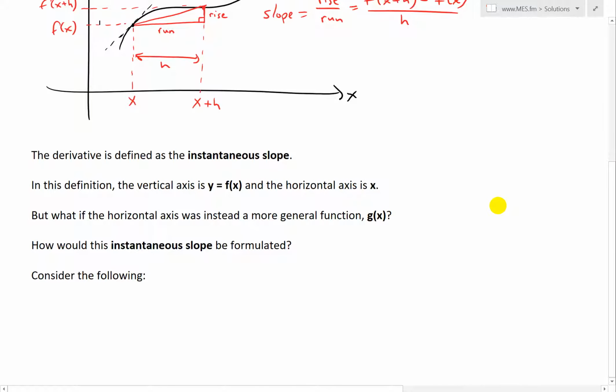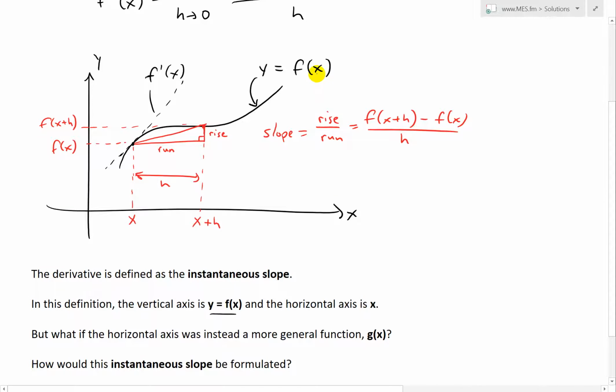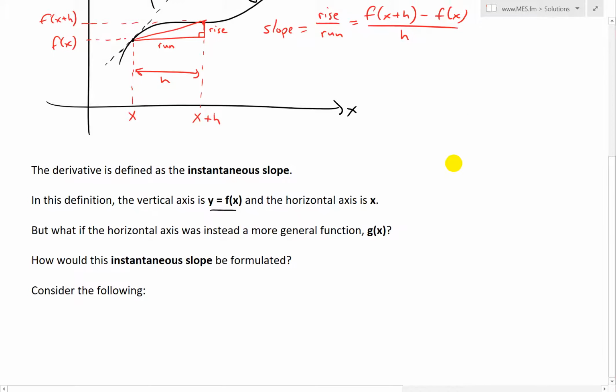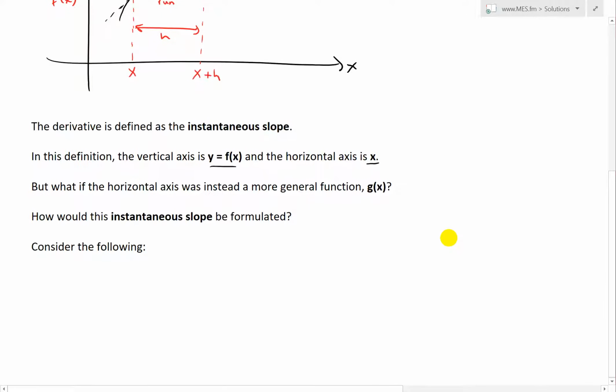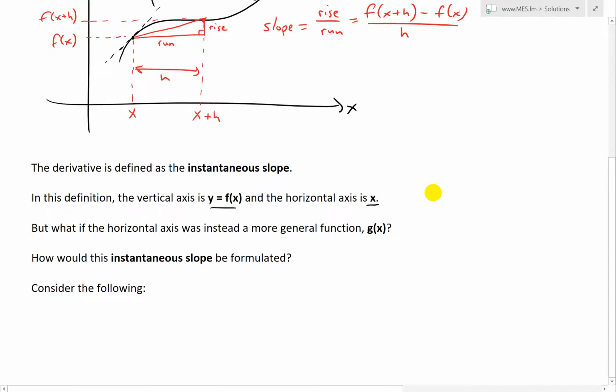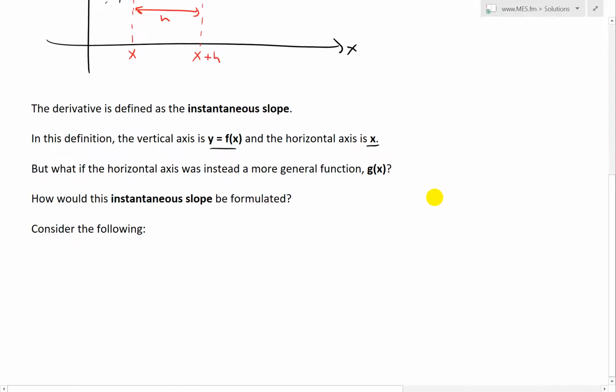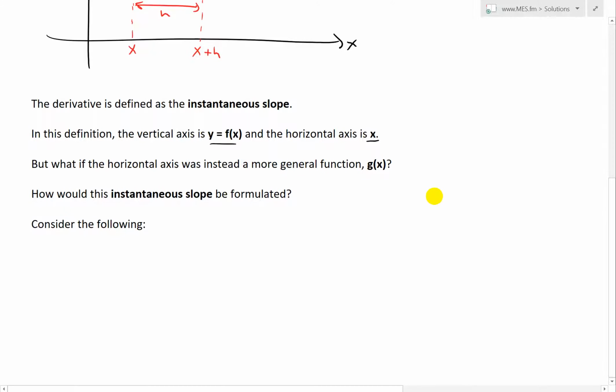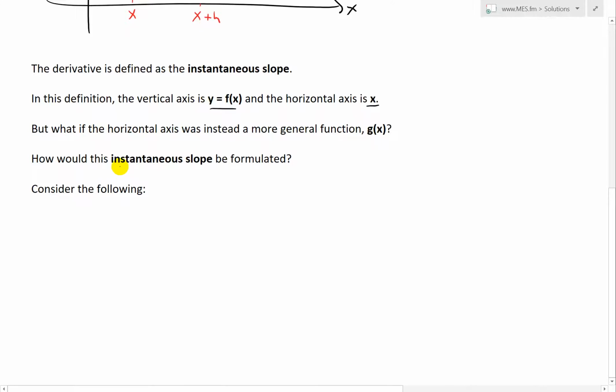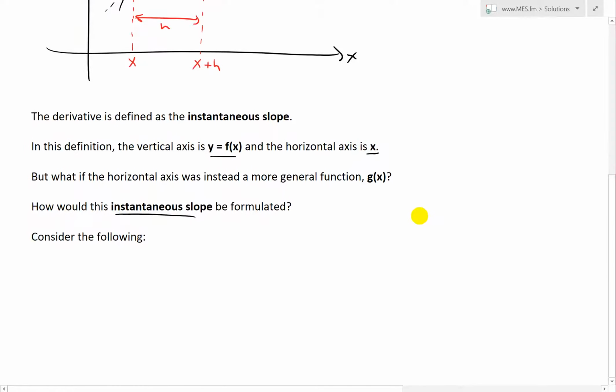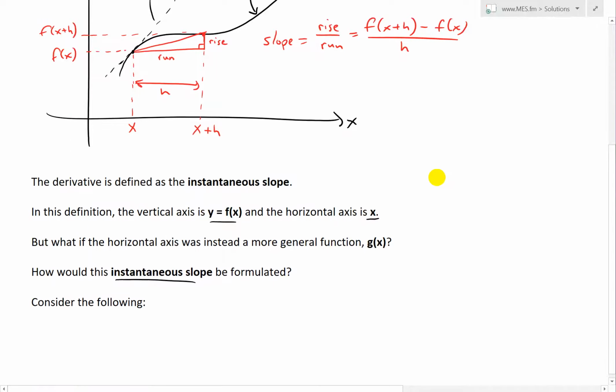But the thing is, in this definition, the vertical axis is y equals f of x, or we're just dealing with the f of x values right here, which is a function of x, and the horizontal axis is simply x. But what if the horizontal axis was a bit more general, and was instead a more general function? We'll call that g of x. So it could be x cubed, x squared plus 3, etc. Just random functions there. How would this instantaneous slope be formulated on a different coordinate system? Instead of just x, we're going to be dealing with a new function g of x.